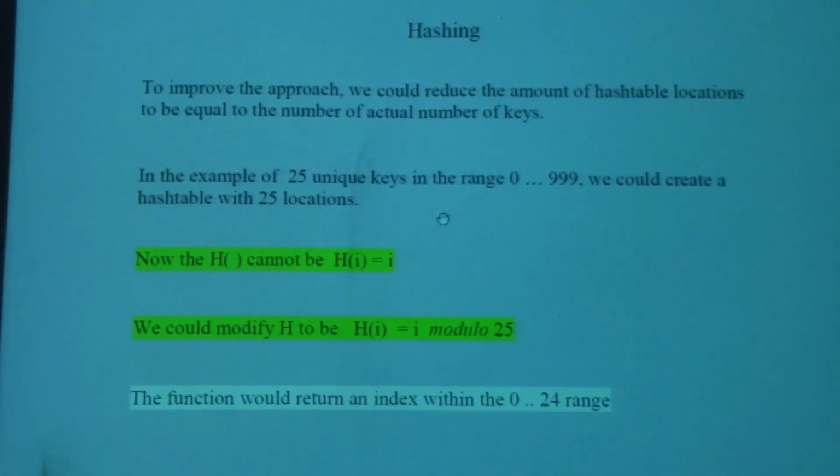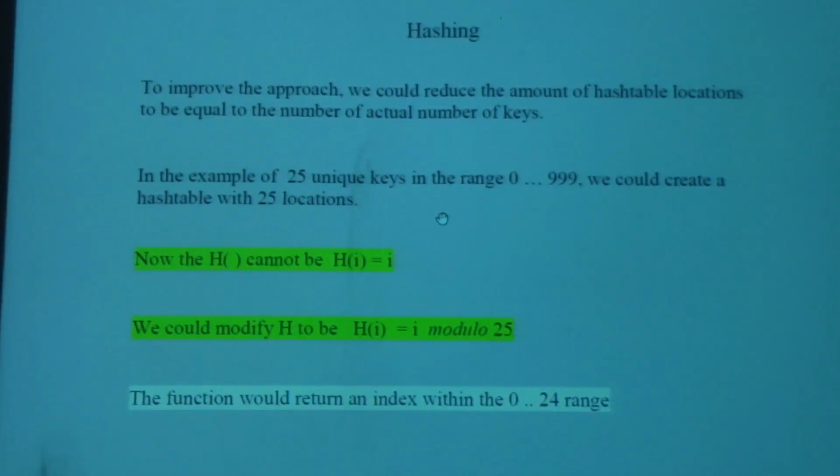So to improve the approach, we're going to reduce the number of hash table locations to be equal to the actual number of keys. For example, if I have 500 employees, it might make sense to reduce from 1 billion down to 500. That might be a reasonable thing to do. So now we're wasting 0 instead of wasting so much.